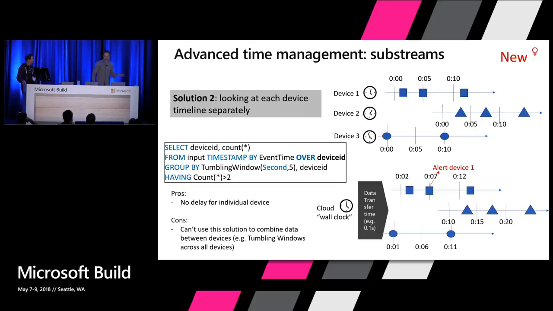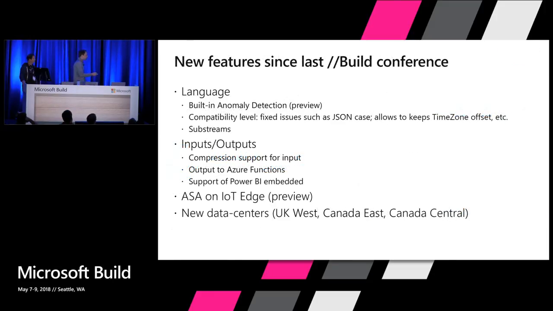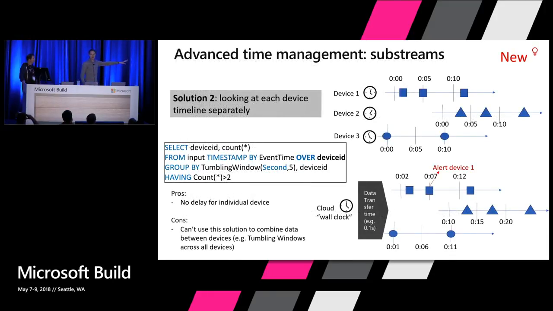But if you need this global insight by combining data between all the different devices, you need to use the previous pattern without the over device ID. So it's a choice we give you, and depending on the scenario, you will say, oh, I don't need to combine all the data, let's use the substream. Or, I need to combine the data, I can remove the substream. And this is also available today. You can find it in the documentation. It's documented in the timestamp by clause, basically TIMESTAMP OVER.